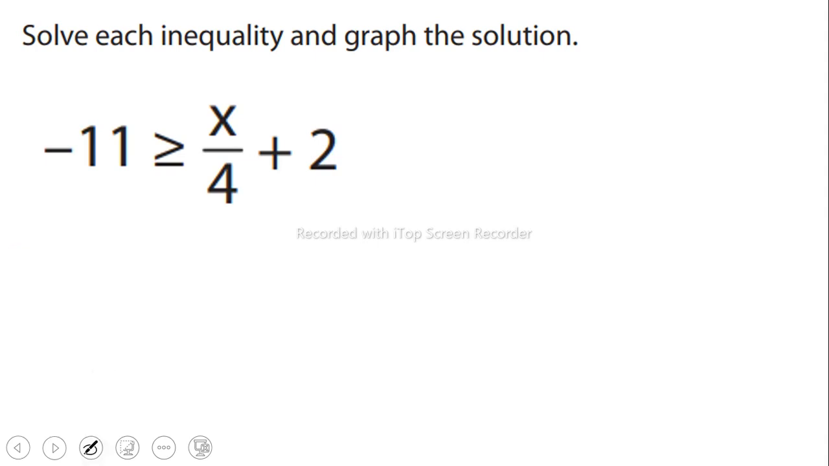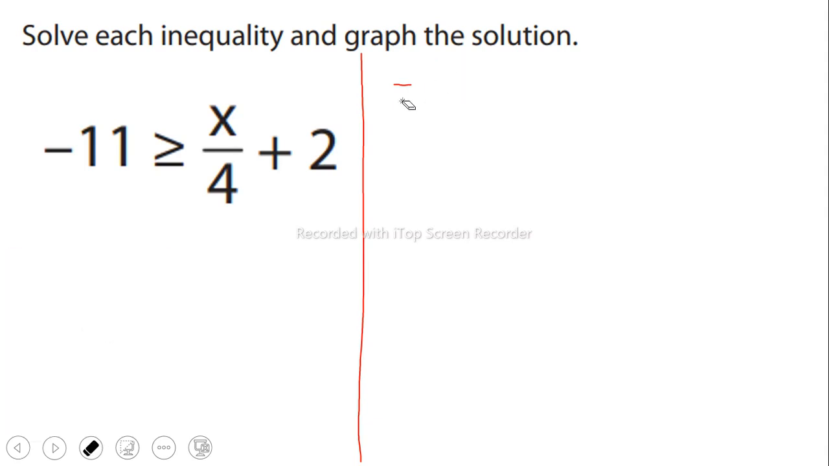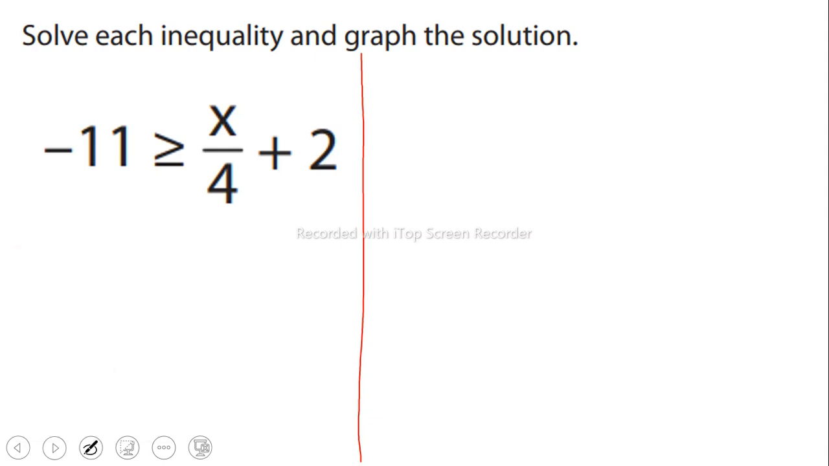Are we going to divide both sides? Multiply both sides. Sorry, the 4. Why would you multiply both sides by 4? Because we're trying to get rid of the 4. I love it.